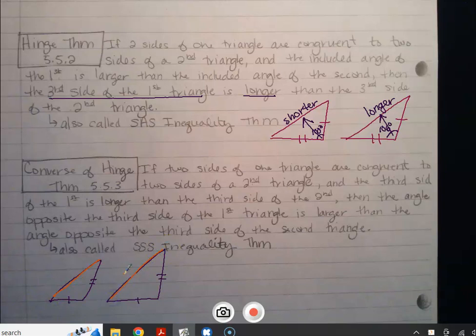So this one's longer, isn't it? These are never drawn to scale, right? So this is the longer side, this is the smaller side. So the side that is longer, then the angle opposite that third side is what? If this is longer, what do you know about this angle in comparison to this angle? If this is the longer side, the angle is going to be larger. So this angle is going to be smaller.